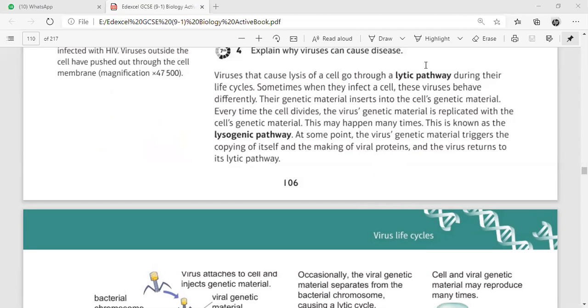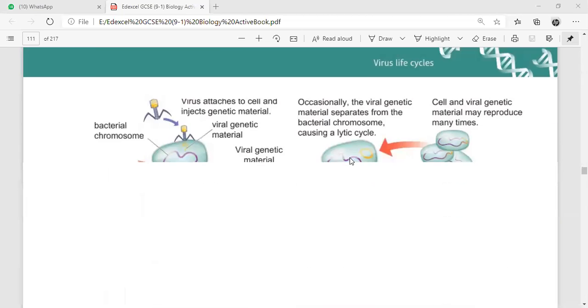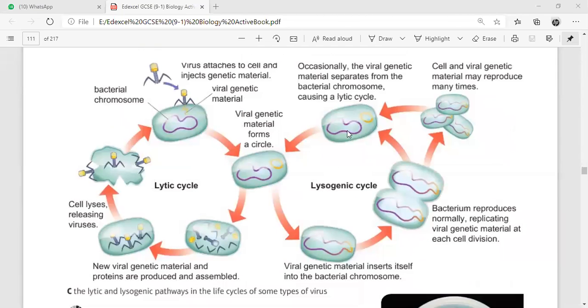Okay, so now look here, the lysogenic cycle. In the lysogenic cycle, the DNA becomes part of the host cell. It is continuing, continuing, continuing. So at any time, any of these cells may turn into lytic, as I told you before. The lytic cycle you already know.